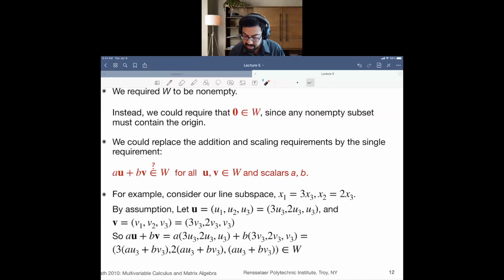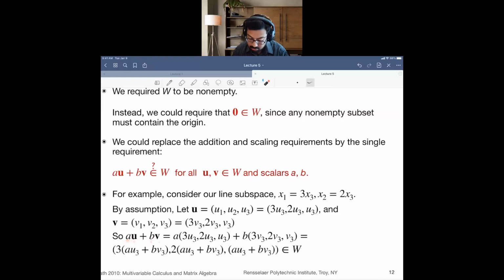So just take a quick example of our line subspace. x1 was 3x3, x2 is 2x3, right? So for the first example that we looked at, let's define u to be u1, u2, u3, and it has to belong to W, so it has to satisfy those two criteria: 3 times the last component, 2 times the last component, and then u3. Similarly for v, v is in R cubed and it belongs to W, so I can write v as 3v3, 2v3, v3.